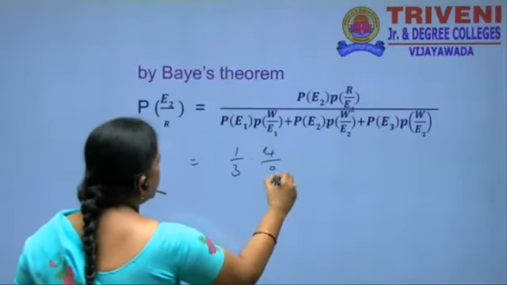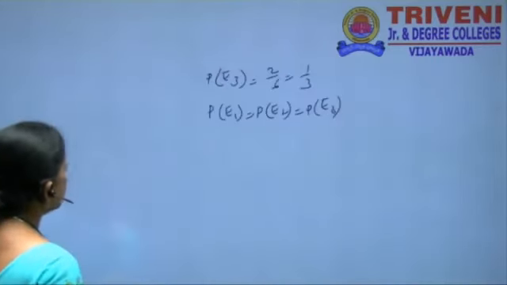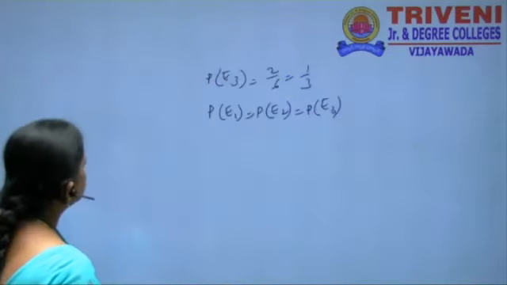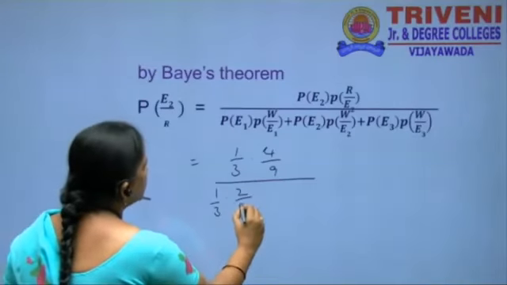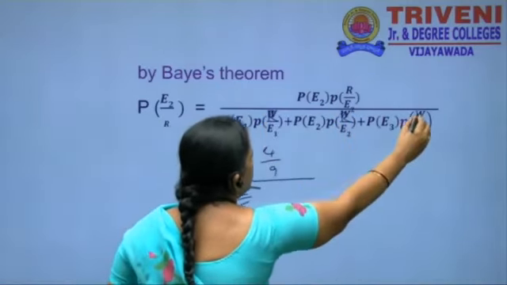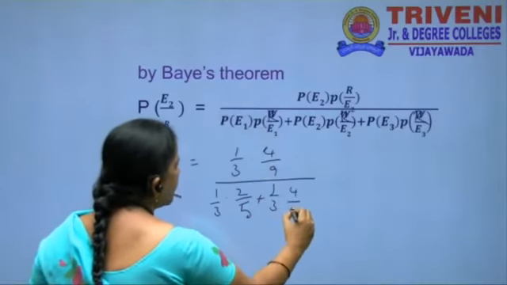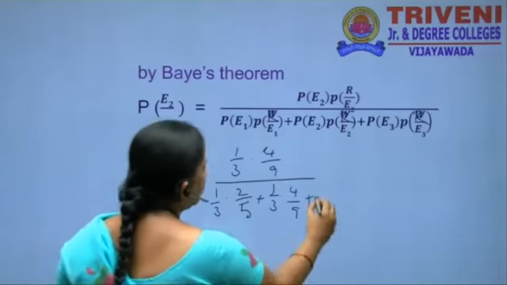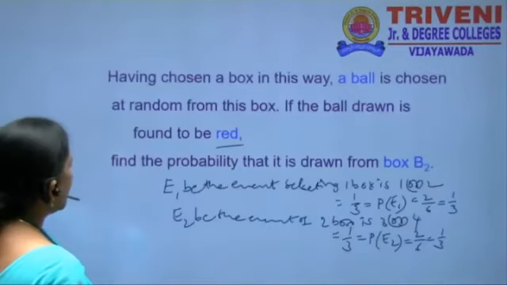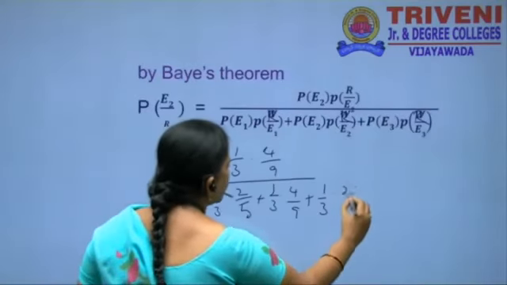4 by 9. P of E1 is 1 by 3 and P of W by E1 is 2 by 5. Here we have to take P of R by E2, P of R by E3 plus 1 by 3 into 4 by 9. Similarly, P of E3 is also 1 by 3 and P of R by E3 is 2 by 9. Substituting here 2 by 9.